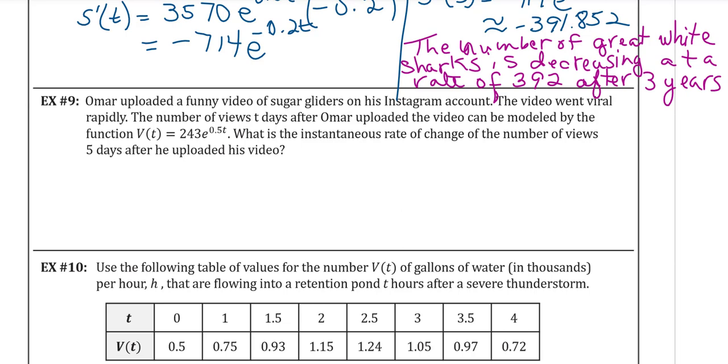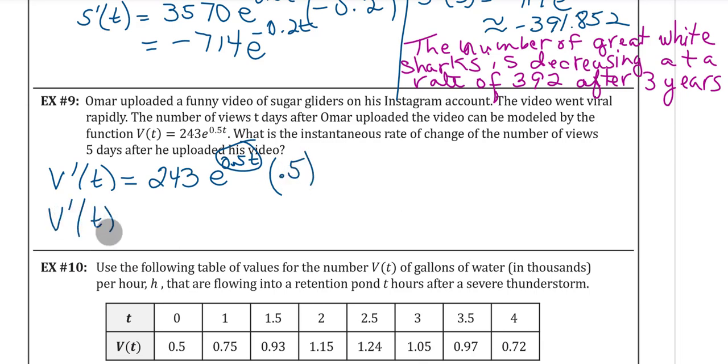So again, we're going to take the derivative of v of t. And when we do that, we're going to keep our constant. We're going to keep our e function. And then we have to take the derivative of that, the chain rule. So that is going to be 0.5. So v prime of t is going to equal half of that, which is 121.5 e to the 0.5 t.